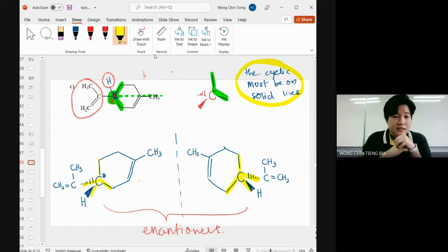Kamu kena doakan soalan ni tak keluar. Soalan ni jarang keluar. Jarang. Tapi dia boleh keluar. Dia biasanya akan keluar soalan yang kita lukis tadi lah. Soalan yang senang tu je. Okay? So far so good?